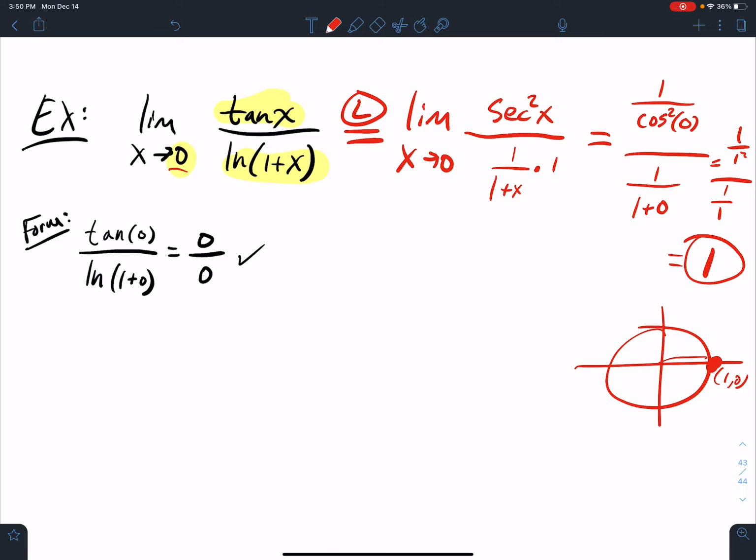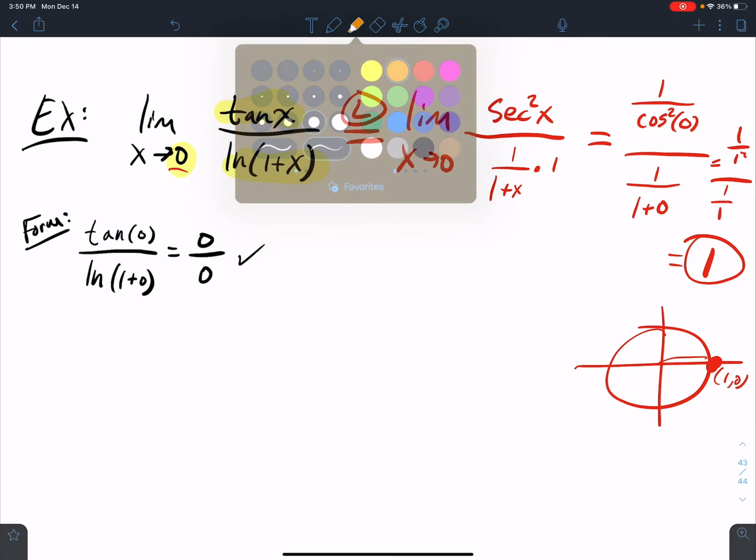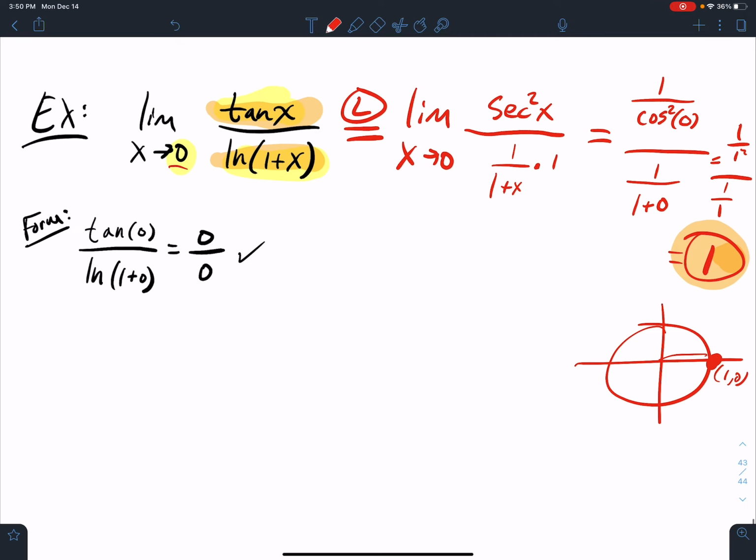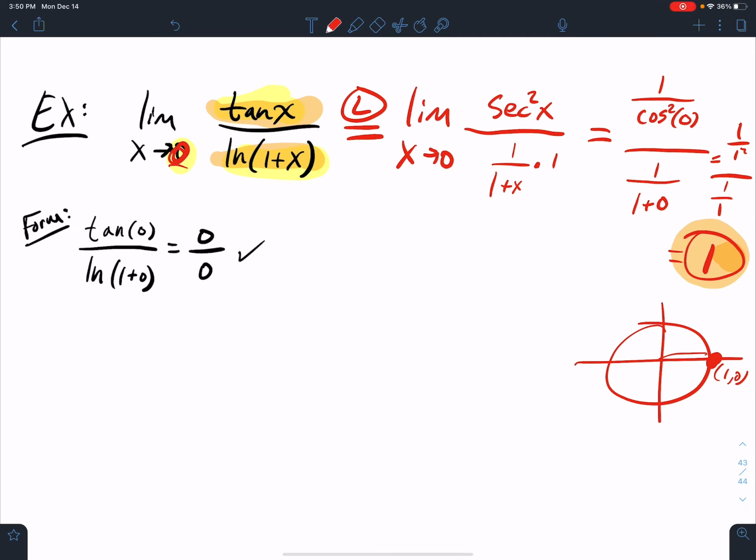So what is that basically telling me? If I'm looking at the ratio of two functions, I'm thinking about growth speeds, and my ratio is 1, that's telling me that tangent x and ln of 1 plus x are growing at about the same rate at x equal to 0. They're traveling at about the same speed. As far as the magnitude at infinity, you'd have to take the limit as x goes to infinity to figure that out.